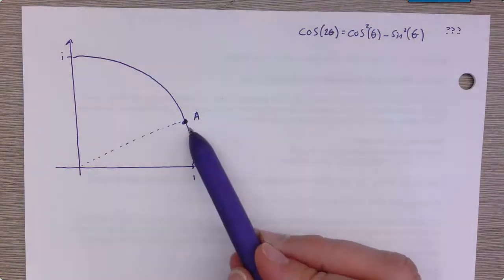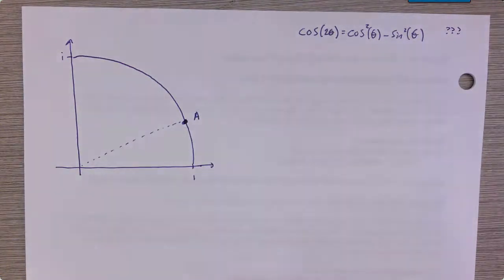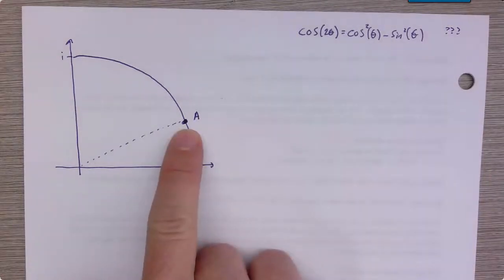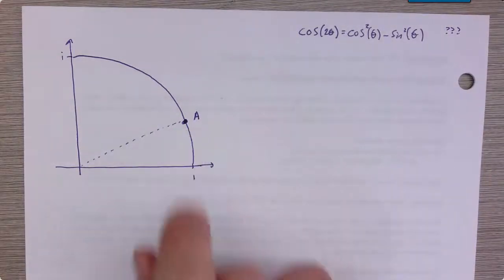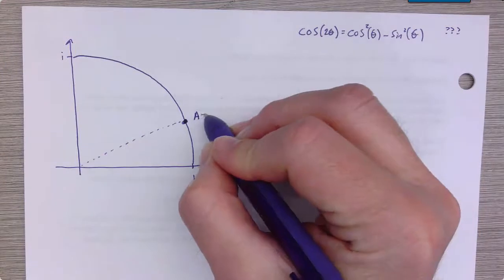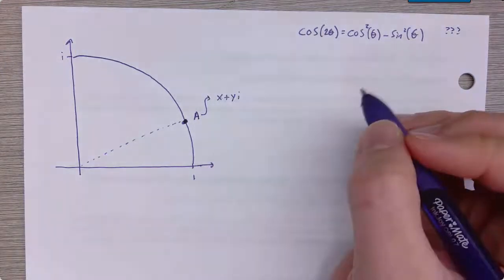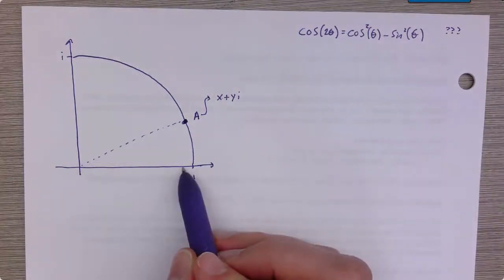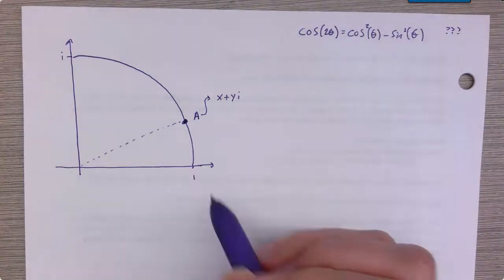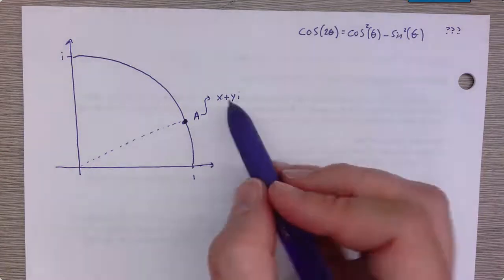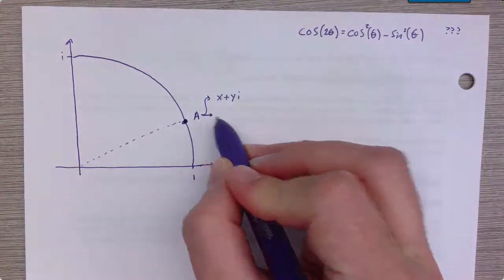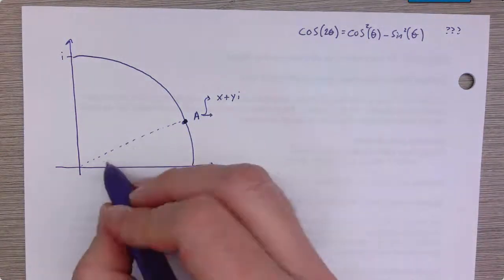So let's think about a complex number A that's somewhere on this unit circle. So you could write A in terms of its real part and its imaginary part. You could write A like x plus y times i, where x is the real part and y is the coefficient for the imaginary part. But let's not write it using the rectangular way. Let's write it using the polar way.